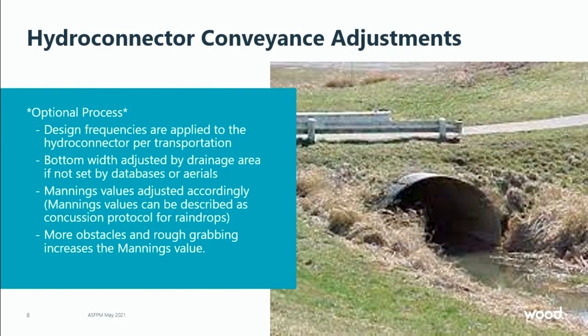So one of the things we try to do with our hydroconnectors is simulate the conveyance of the culvert with the trapezoid. We adjust the Manning's values associated with the trapezoid to simulate the design frequency for that roadway crossing.